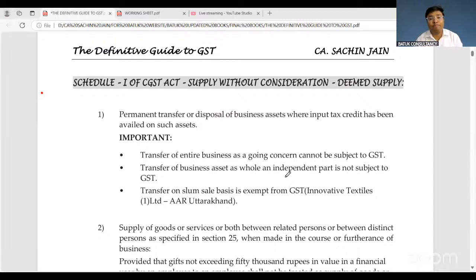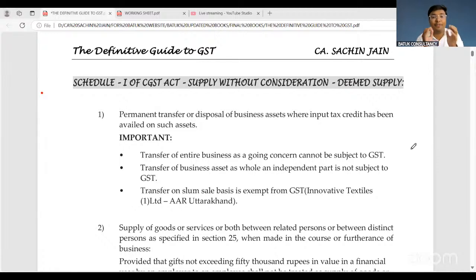Now, in our last session, we covered certain specific things related to the term supply. Supply includes sale, exchange, barter, transfer, lease, rental, disposal, agreed to be disposal. And we covered that this supply term is very important because this is the base of GST. This is the trigger point of GST for a consideration in the course or furtherance of business. But if no consideration, in that case, we have a list of activities and transactions. And if those activities and transactions are not for consideration, in that case also the same will be treated as supply.